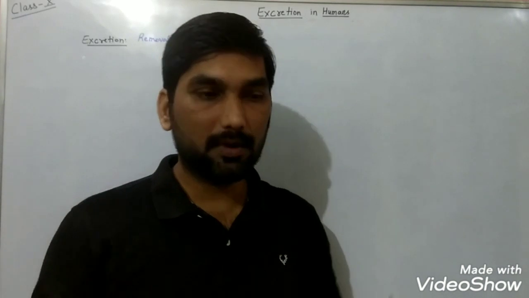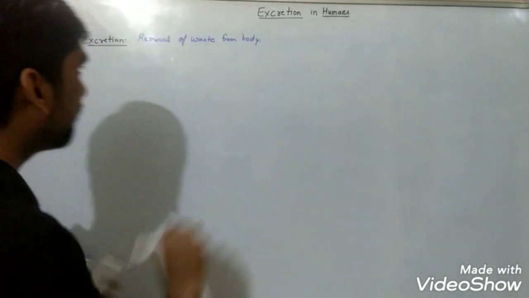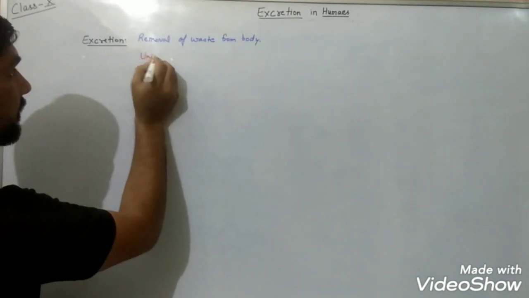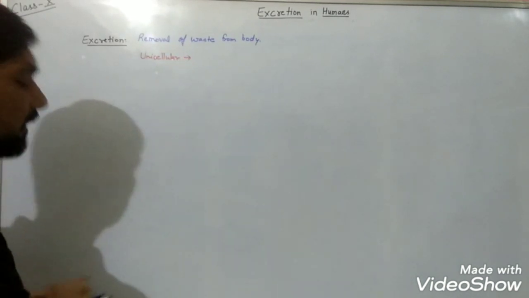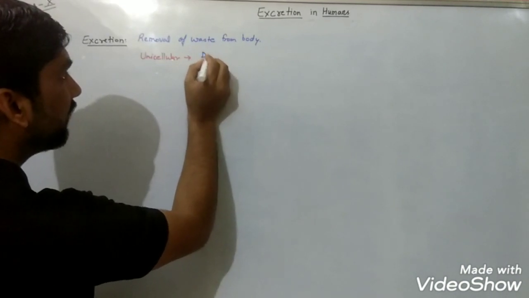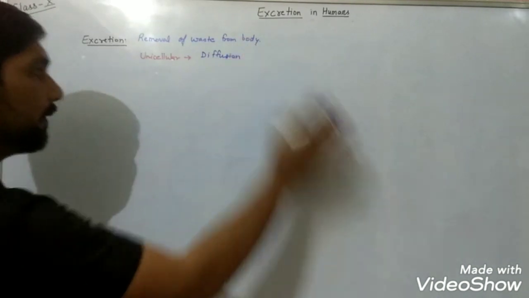So when we consider unicellular organisms, you are aware of amoeba, paramecium, like protozoans. They release their waste products by simple diffusion process. Means in unicellular organisms, the removal of waste will happen with the help of a process that is known as diffusion.